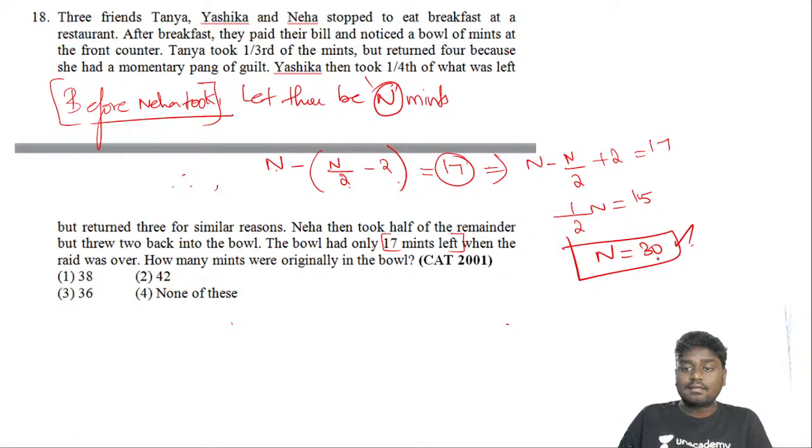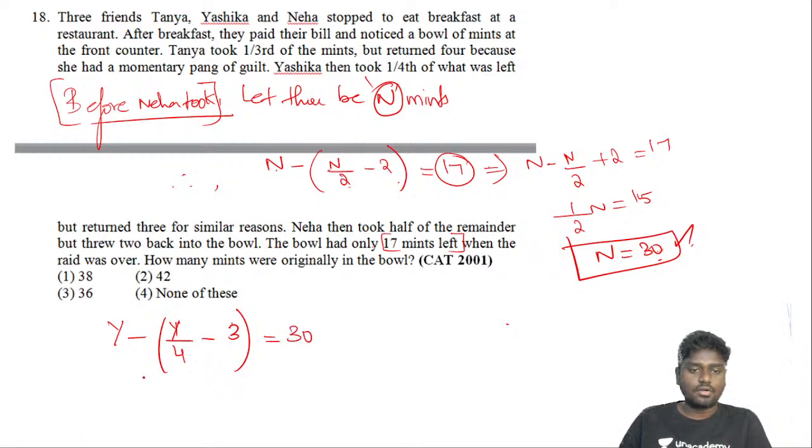You have got 30 minutes before Neha took, right? You have got 30 minutes before Neha took. So it is very clear that this 30 minutes is nothing but what the next second person has left, whom actually? It is Yashika. So from Yashika, let y be the number of minutes before Yashika took, minus, Yashika took how much? Yashika took 1/4. So 1/4 of y, and she returned how many? Yashika returned 3. Is that clear? So this will be equal to 30, if I'm not wrong.